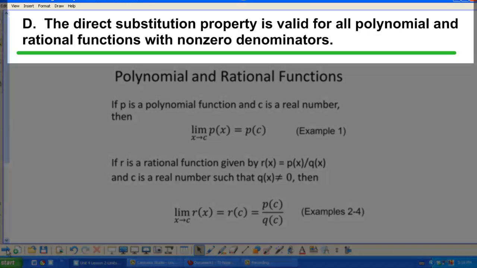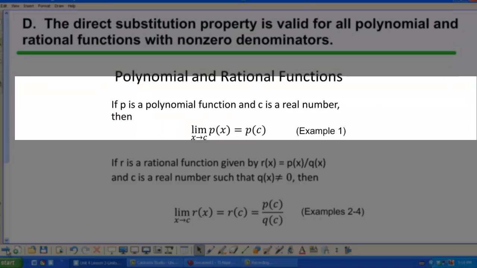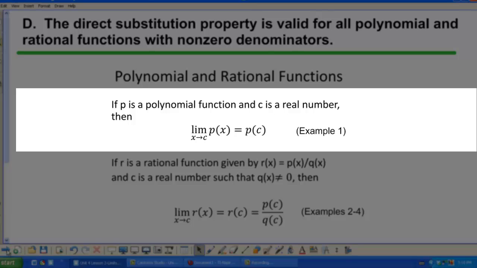In addition, the direct substitution property is valid for all polynomial and rational functions with non-zero denominators. So, if you are taking the limit of a polynomial function, direct substitution always works. Why? Because a polynomial function is continuous. There are no gaps. There are no asymptotes. So the limit and where the x value is on the graph, its corresponding y value, those are always going to equal each other. An example of this is example 1.